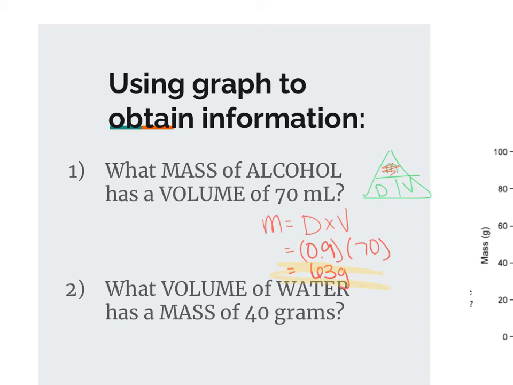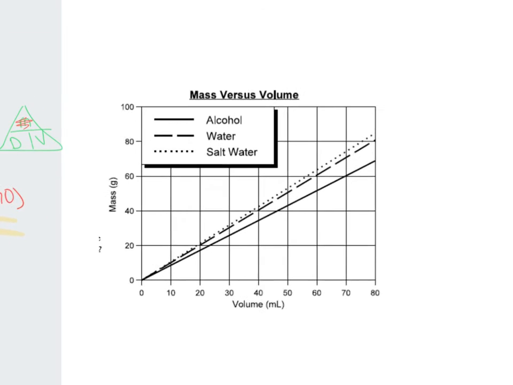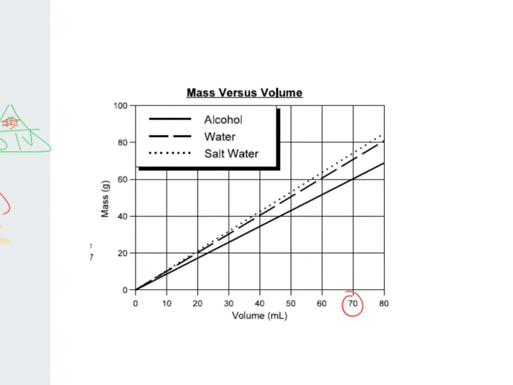All right, so it said, what is the mass of alcohol that has a volume of 70? Well, if I go back to my graph, find volume of 70, come up to the alcohol, and then come all the way across. And I can estimate mass over here. So you could do it that way as well. That one's going to be a little less precise because we're kind of eyeballing it. There's not a million tick marks on that y-axis.